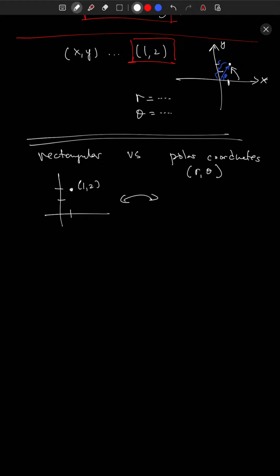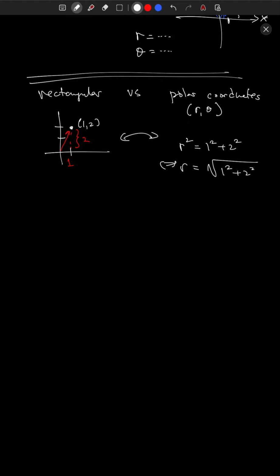Okay, so how do you calculate these? Well, we know this is 1 comma 2. If we think about the Pythagorean theorem, this side length is 1, that side length is 2, and so r squared is equal to 1 squared plus 2 squared. And so r is equal to the square root of 1 squared plus 2 squared. So square root 5 in this example.